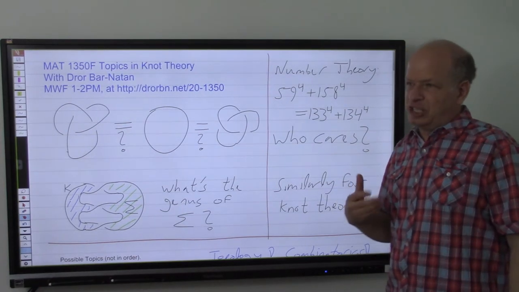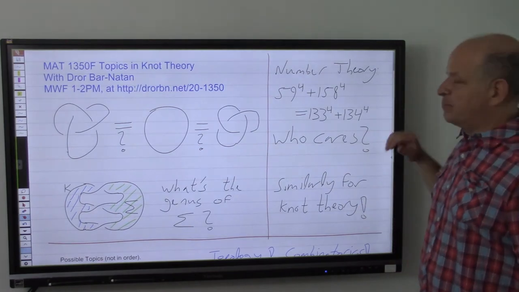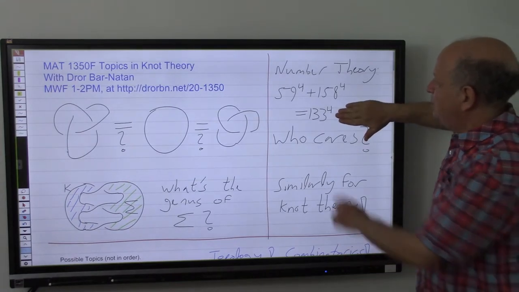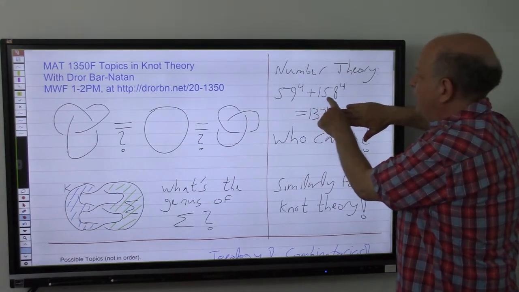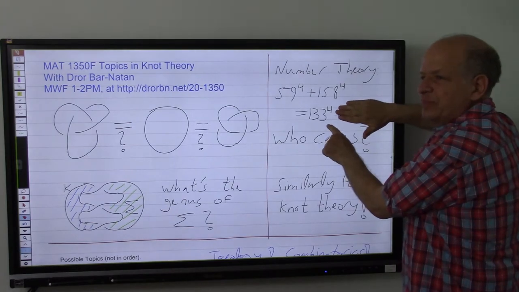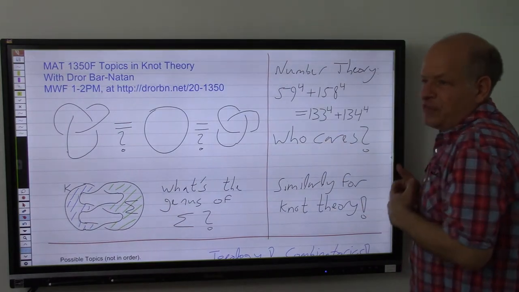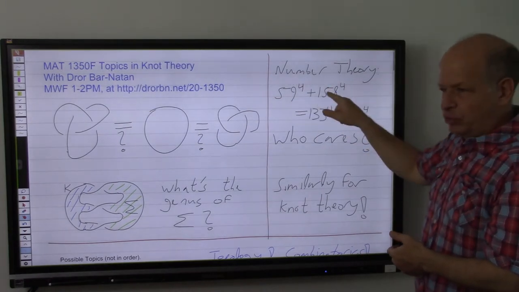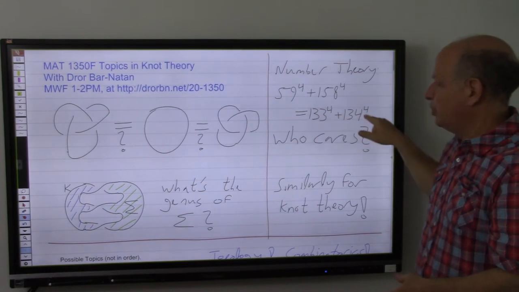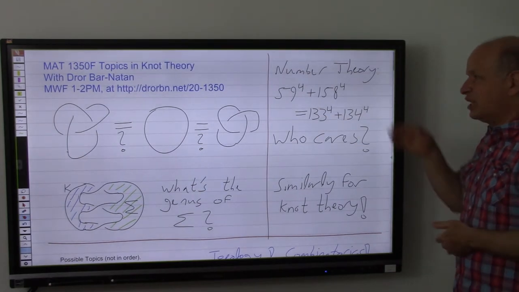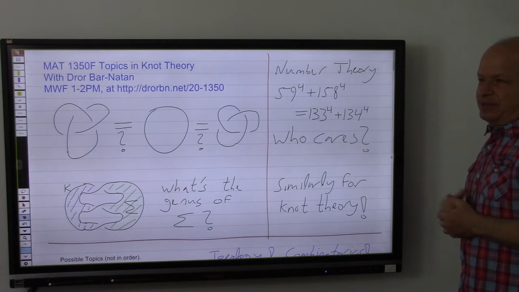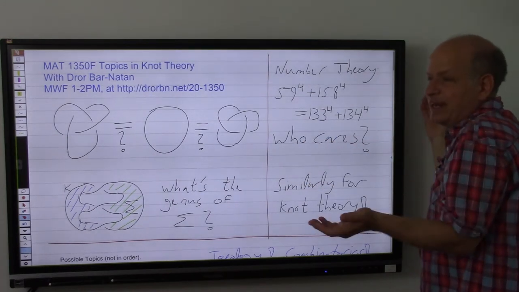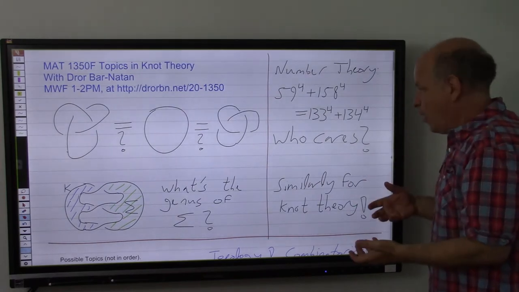But the true motivation is more like number theory. So in number theory, there is Fermat's last theorem that says that you cannot have an equality like that: one number to the fourth plus another is equal to a third. But actually, there are solutions to the same question if you are looking for a sum of two fourth powers equal to another sum of two fourth powers. And here is an example. And, you know, these are numbers. These are things you can do with numbers. Who cares? The answer is no one.